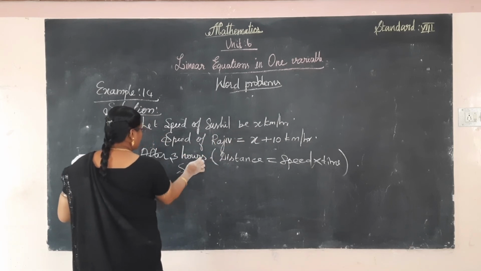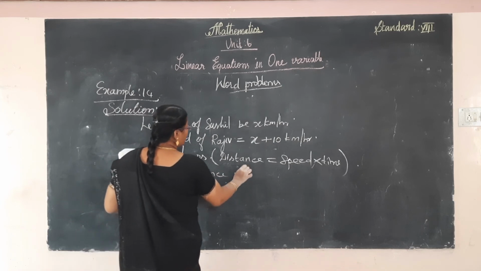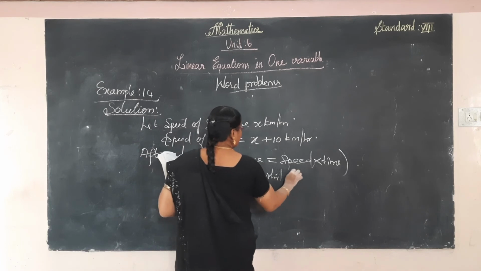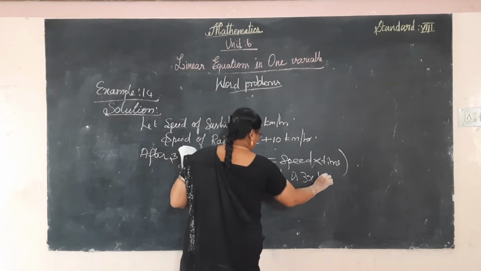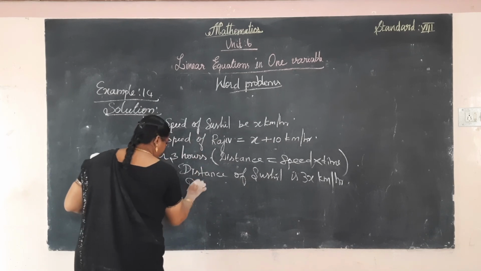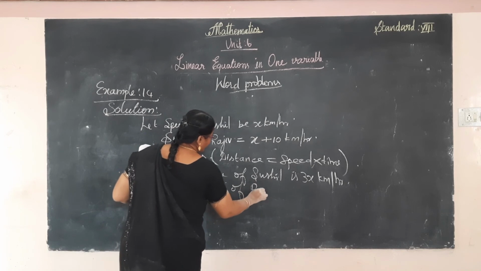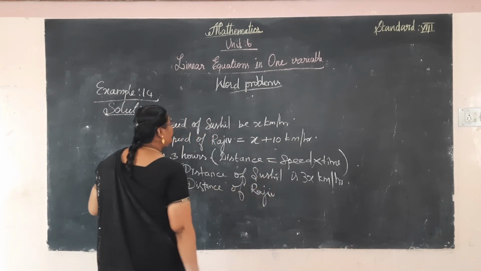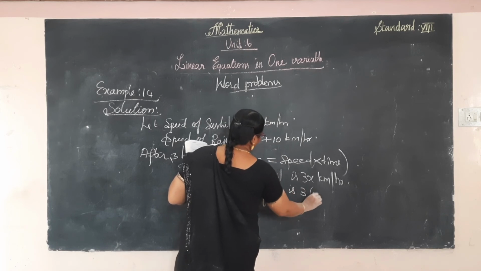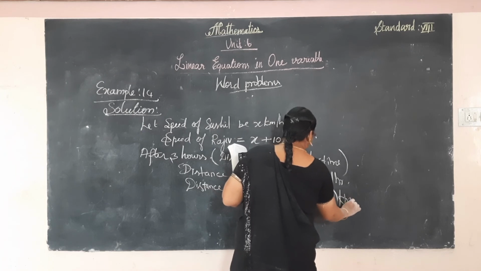So distance of Suzel is 3x kilometer, and then distance of Rajiv is 3 times of x plus 10 kilometer.